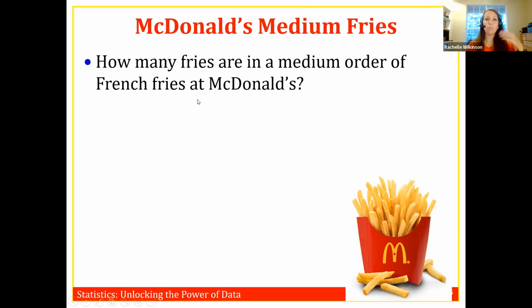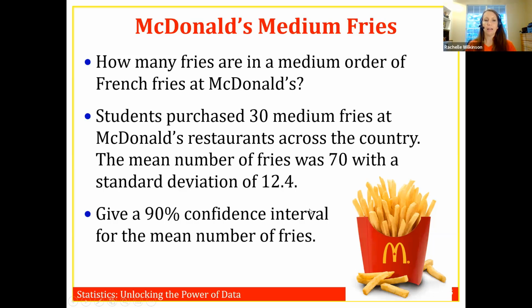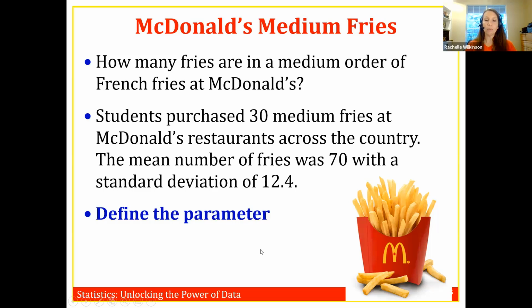One group wanted to find out how many fries were in a medium order of French fries at McDonald's. All the students in the group, living all across the country, purchased 30 medium fries at McDonald's restaurants. The mean number of fries in their sample was 70 with a standard deviation of 12.4. We want to give a 90% confidence interval for the mean number of fries in a medium order of French fries at McDonald's. So the first thing we want to do is define our parameter.